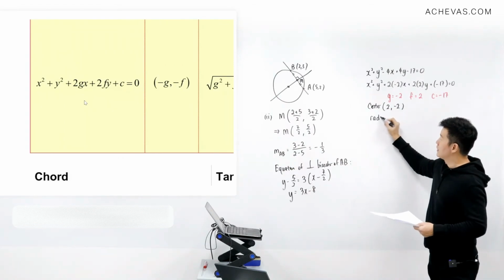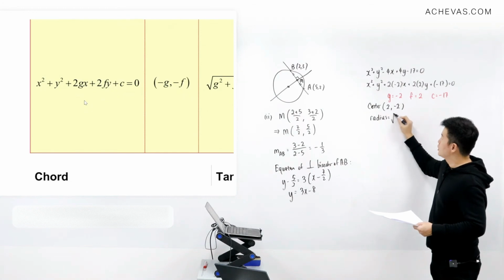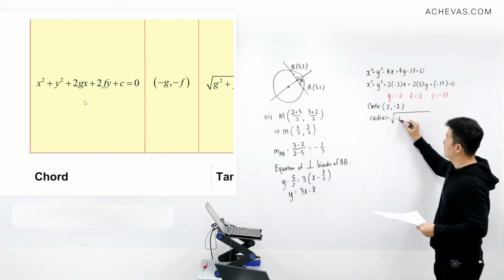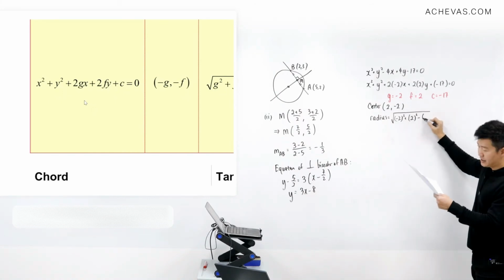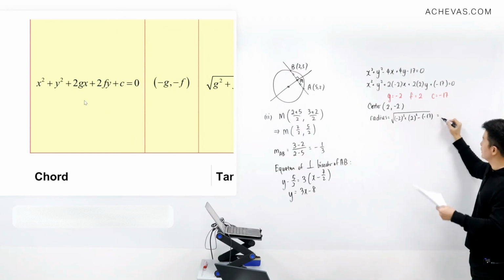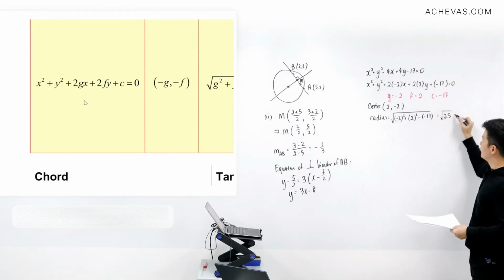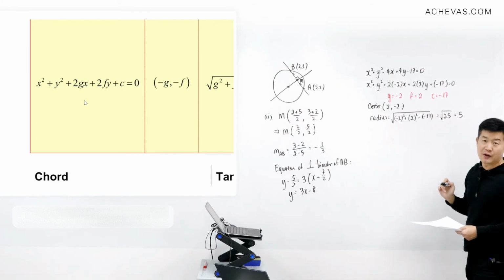And the radius of the circle is square root of g squared, so minus 2 squared, plus f squared, so 2 squared, minus c, so minus 17. This is going to give me a square root of 25, and this is equal to 5.